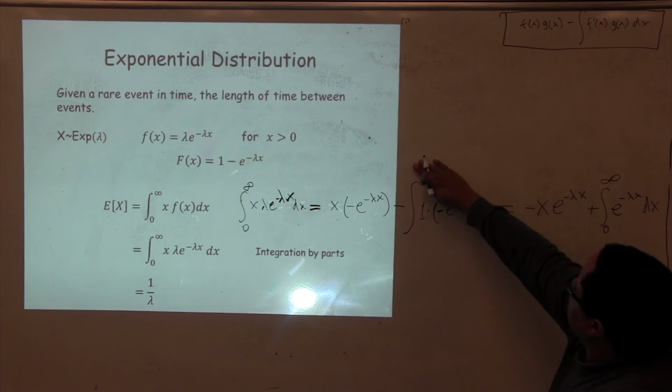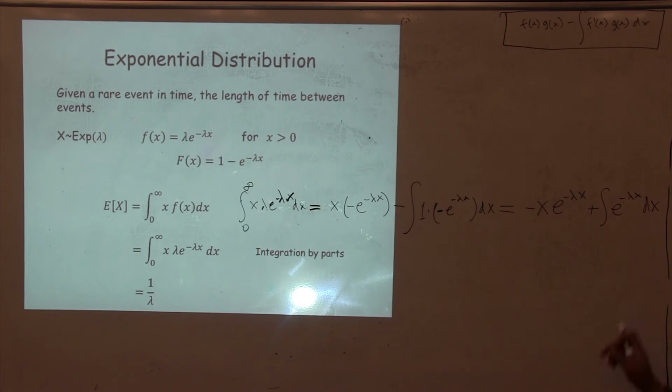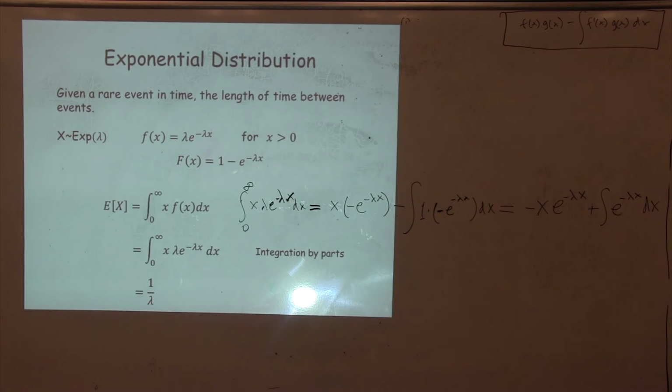Oh, no, I'm sorry, that's wrong. Now we have this integral, and it's simplified, because the x term went away. It went to 1 because of the first derivative of our f of x. We're going to look at this expression and do a u substitution. If we do a u substitution, we get a factor of minus 1 over lambda.